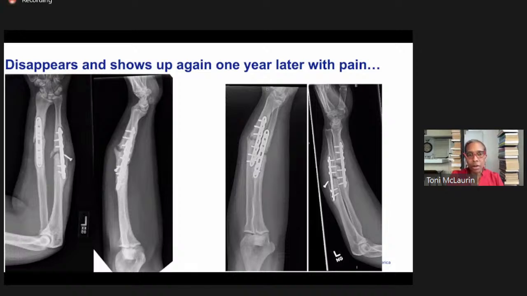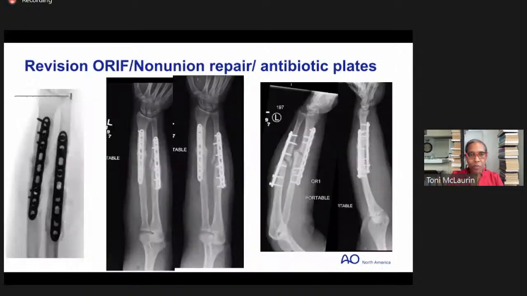Shows up a year later complaining of pain, looking like this. Clearly an infected non-union. Taken back to the operating room. And so he underwent this revision ORIF non-union repair with antibiotic plates. But if you look, the terrible looking bone was not resected. The fixation is not at all stable. It's still sitting on top of some of this bone that troughed out here and should be much more proximal.